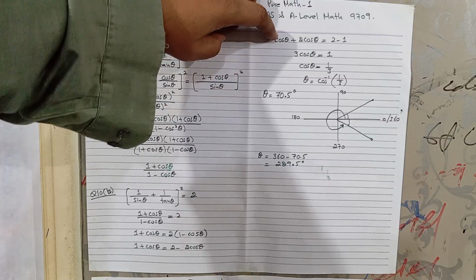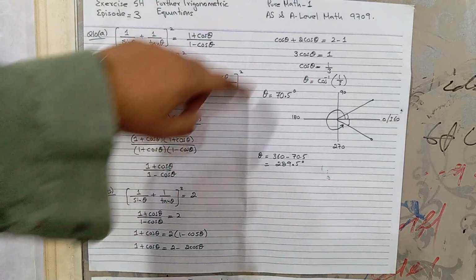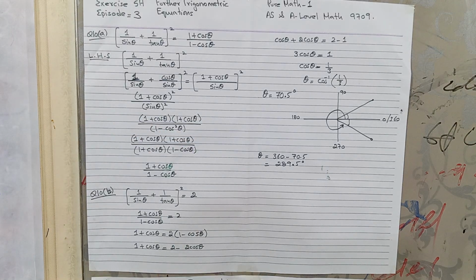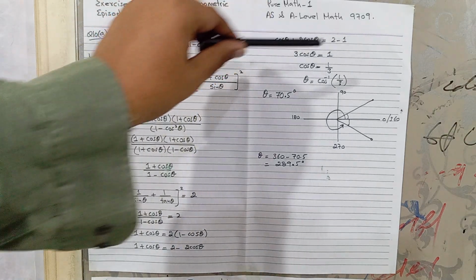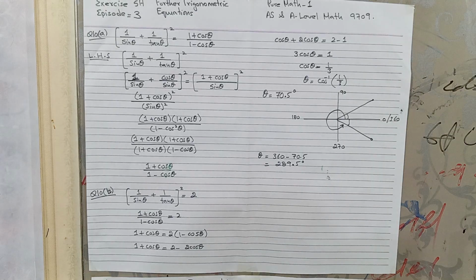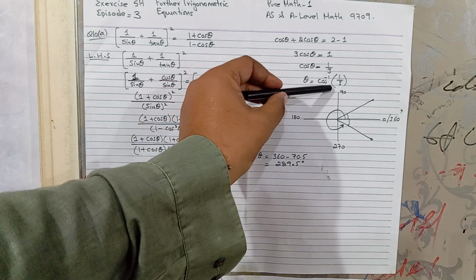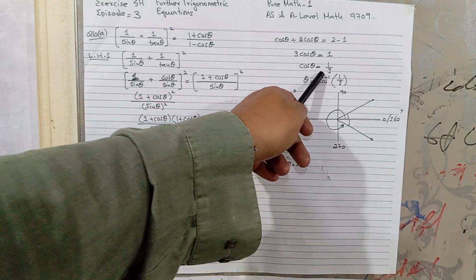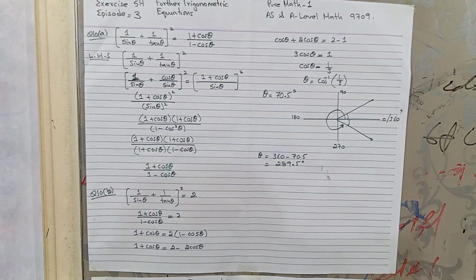Bring them to this side: cos theta plus 2 cos theta equals 2 minus 1. So 3 cos theta equals 1, cos theta equals 1/3, and theta equals cos inverse of 1/3. When you do this on your calculator, it gives you 70.5, which is the base angle. Cos is positive in the first quadrant and in the fourth quadrant.